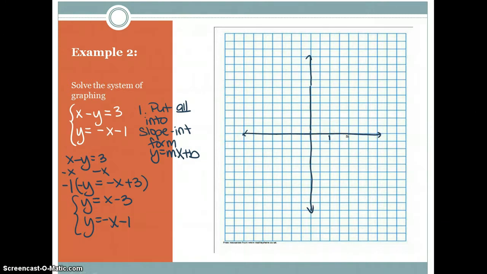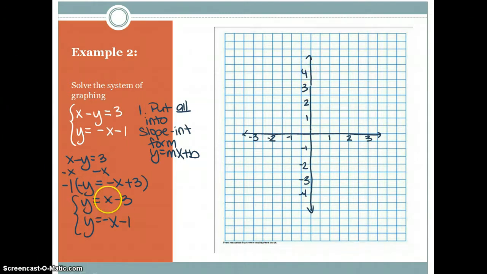I'm going to go every 2 boxes is 1 when I label my x and y axes, just because I want to spread it out so you can see the solution a little bit easier. Okay, so from here we can graph.